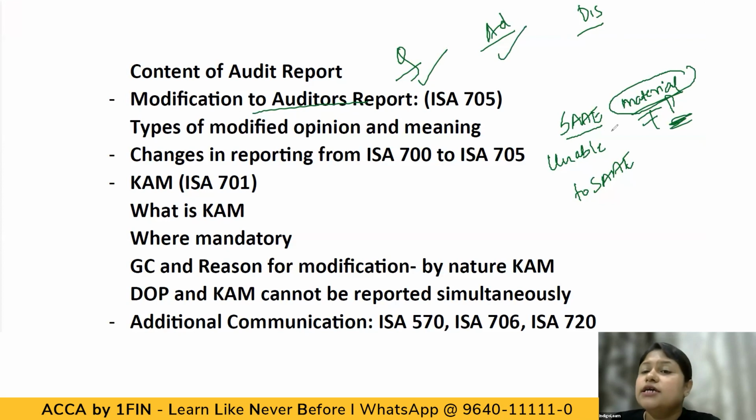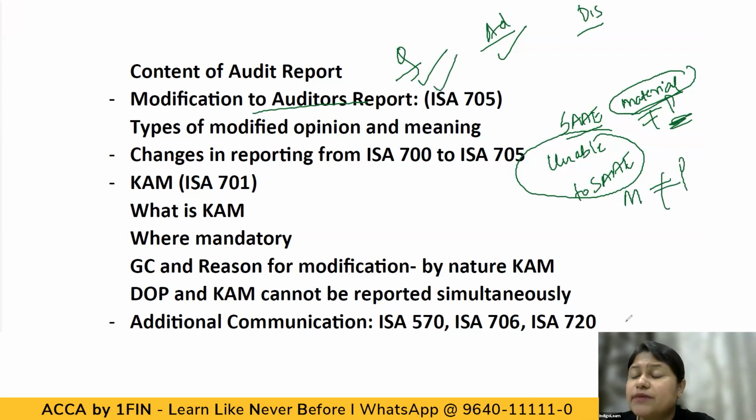Okay, then suppose the auditor is unable to obtain sufficient appropriate evidence, and the possible impact of the same is such that he believes it could be material, but it is not pervasive, then again he will give a qualified opinion. But suppose he believes the possible effect of the same would be material plus pervasive, then he will end up giving a disclaimer of opinion.